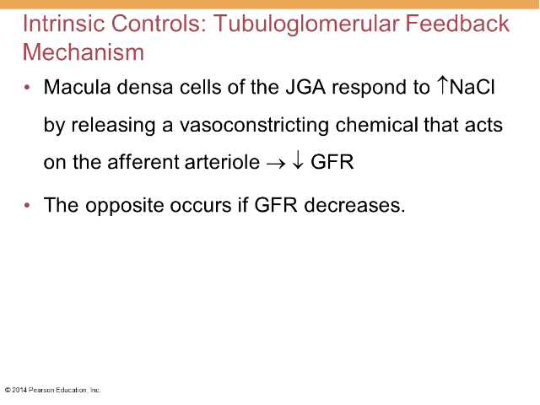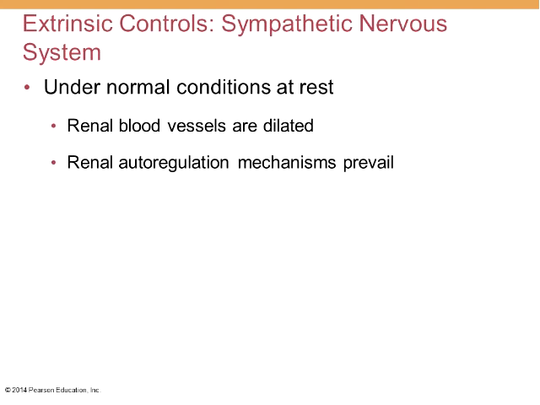Now, the macula densa cells of the juxtaglomerular apparatus respond to an increased sodium chloride by releasing a vasoconstricting chemical that acts on the efferent arteriole and decreases the glomerular filtration rate. So if the sodium chloride is really high, it'll decrease the rate, which helps it to pull in more of that salt. The opposite occurs, the GFR decreases. If just the opposite happens, it moves a little faster.